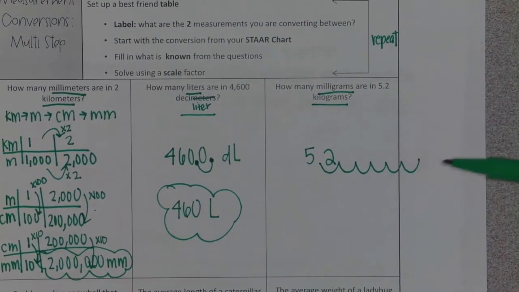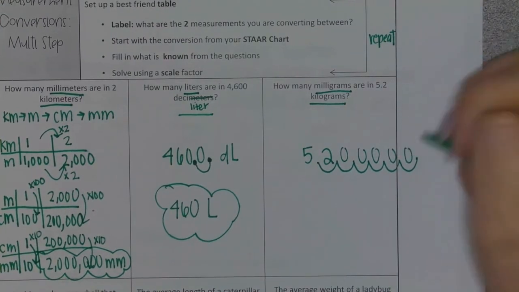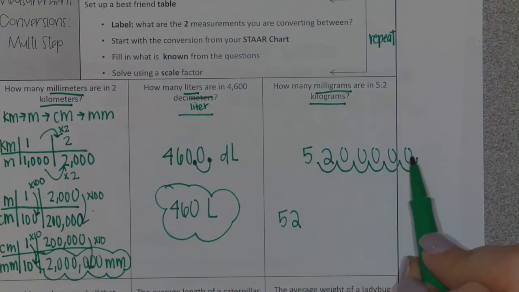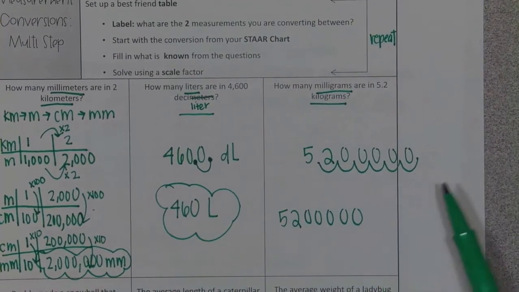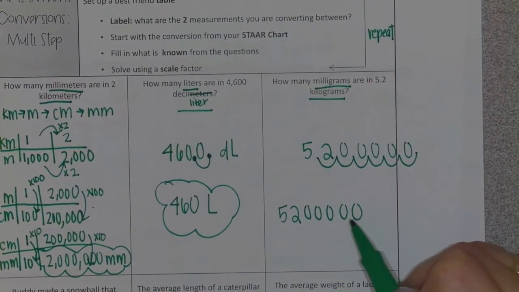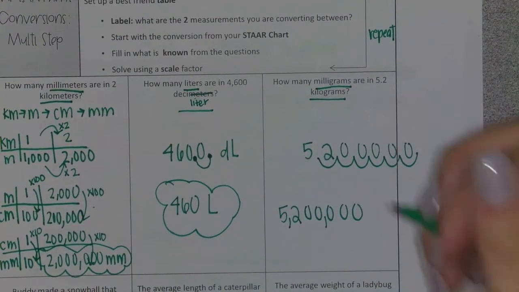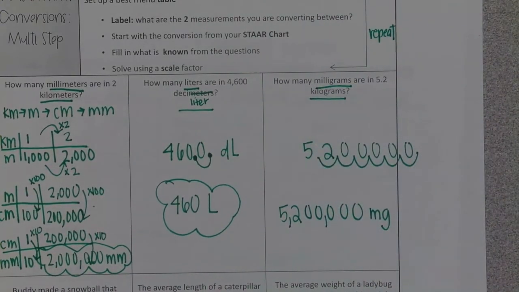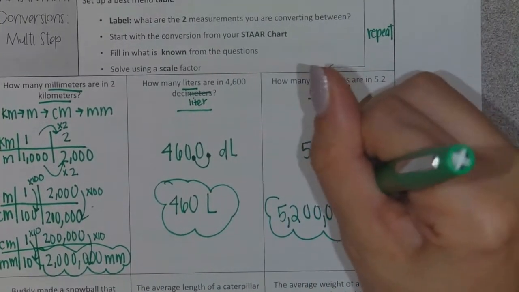Now, I need something to fill all of these blank spaces. And what we're going to use to fill all of these blank spaces are zeros. So let's rewrite our number. I have 5, 2, and then 1, 2, 3, 4, 5 zeros. Now, this number, I need to put commas in the correct place. Remember, they go after every third number. And then my new unit is milligrams or mg. So I get 5,200,000 milligrams from 5 2/10 kilograms.